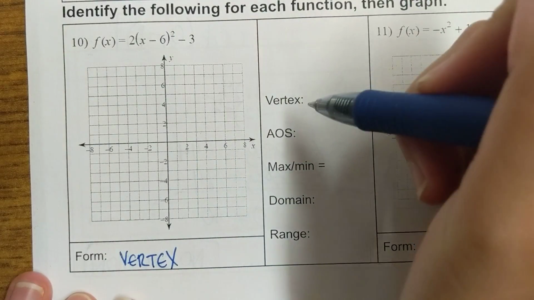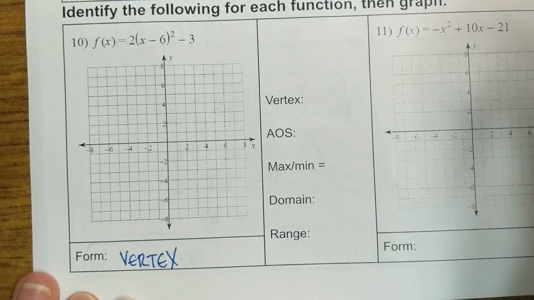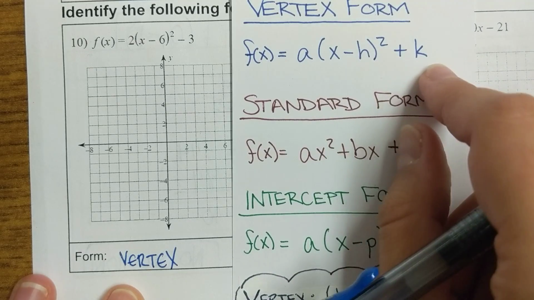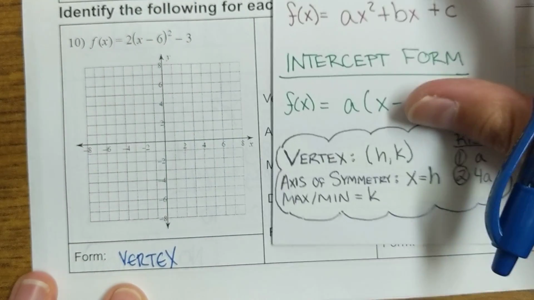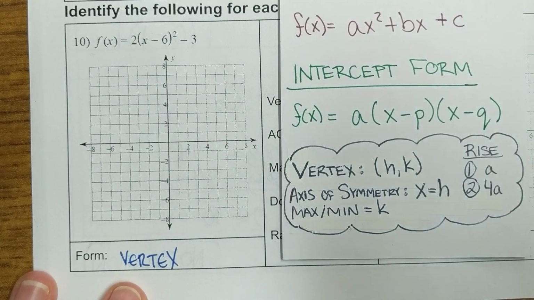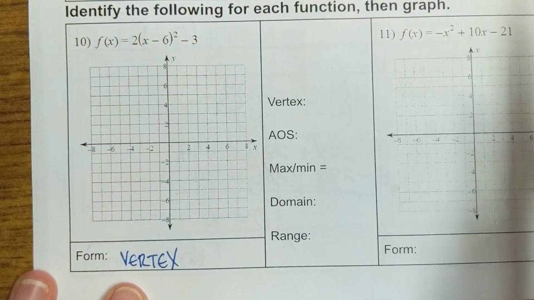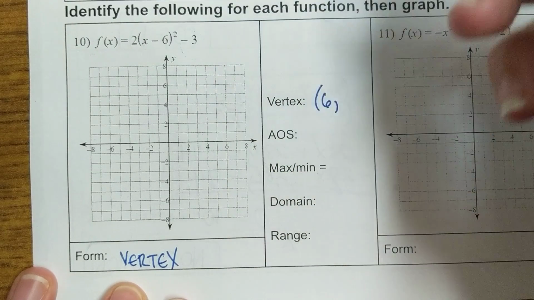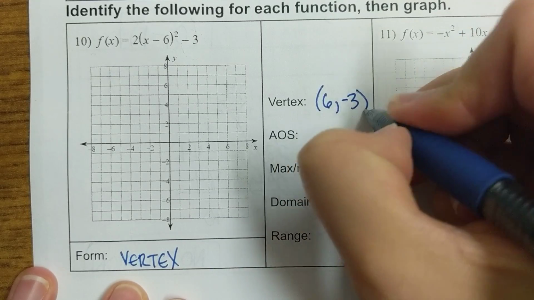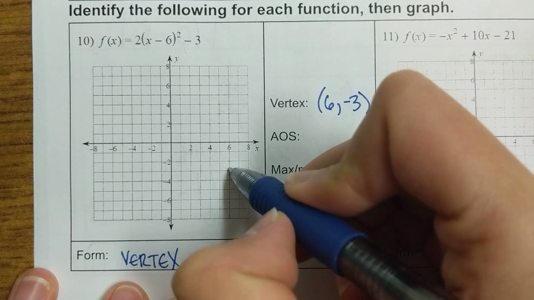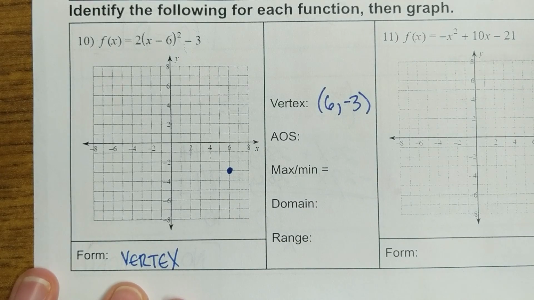The nice thing about vertex form is it literally gives us our vertex, right? If we're looking at the form a times x minus h squared plus k, (h, k) is our vertex, we know that. So I take h, which is the opposite sign, so it's positive 6. And then k, we keep the sign for, so it's negative 3. Everything centers around the vertex. Okay, so that's the most important part.